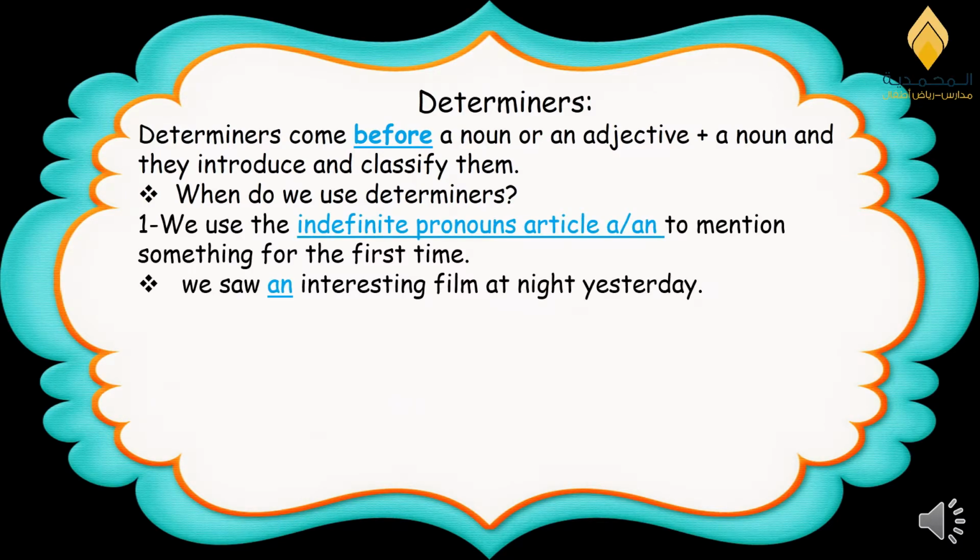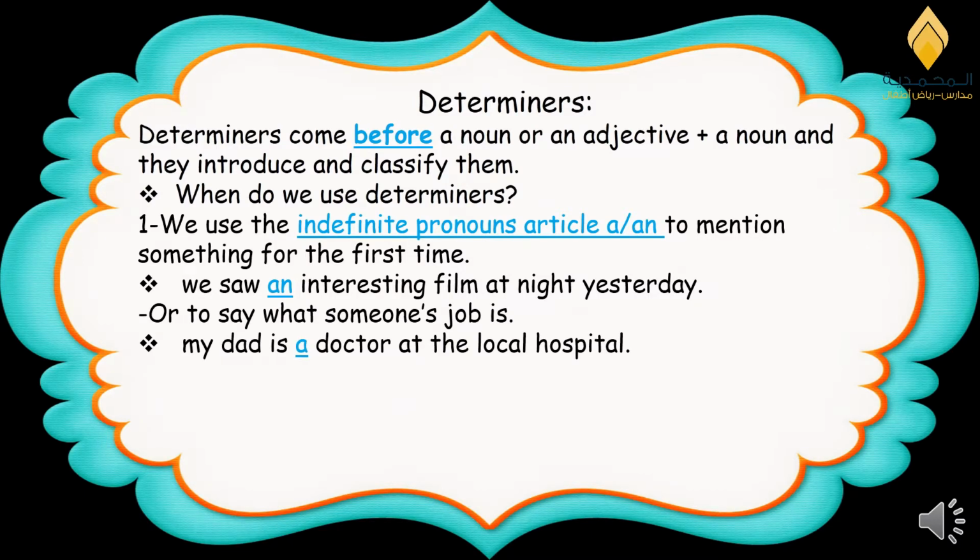We use the indefinite article a or an to mention something for the first time. And I think that this information you already know it, okay? So we say, we saw an interesting film at night yesterday. In this sentence, I'm telling you the first time about this interesting film, okay? That's why I use an. And if you look over here, we put interesting. Interesting is the adjective. Then I put the noun, okay?